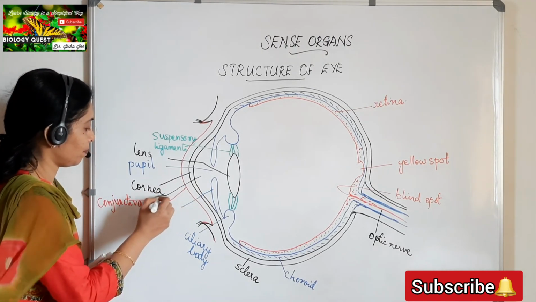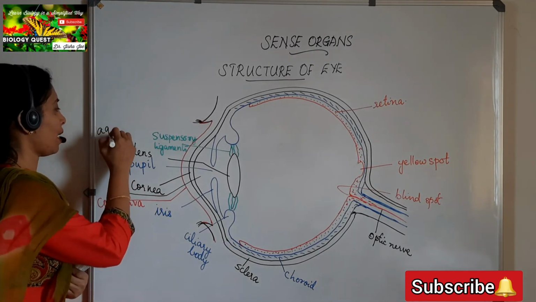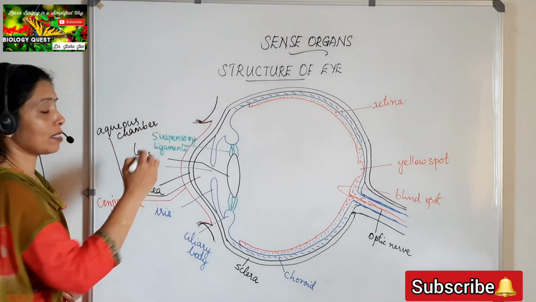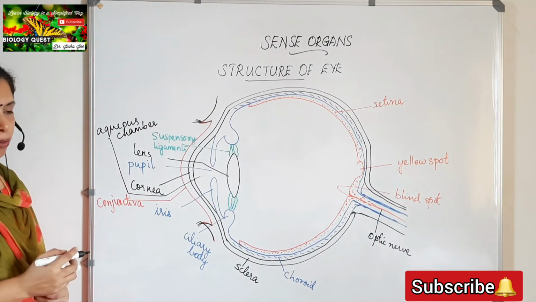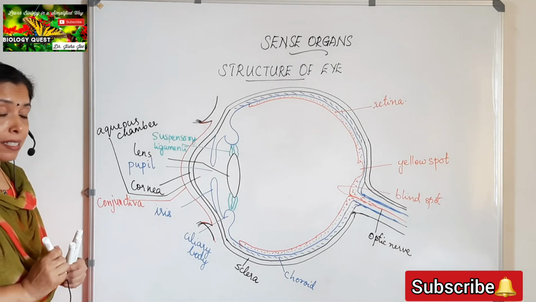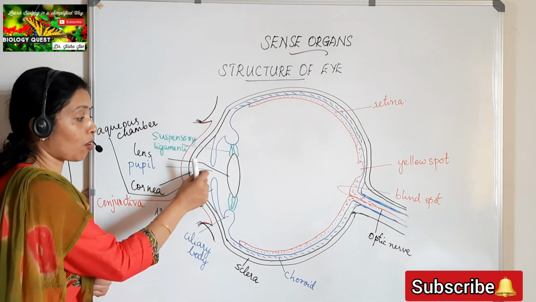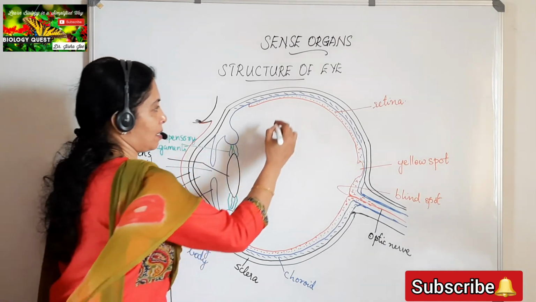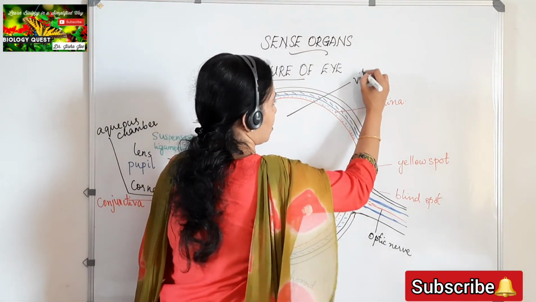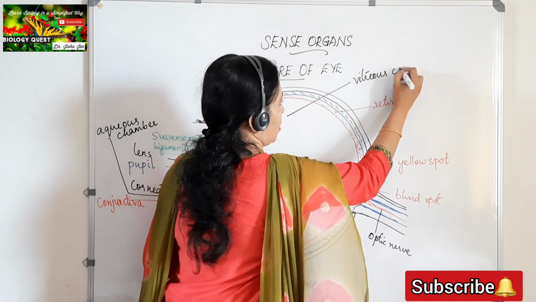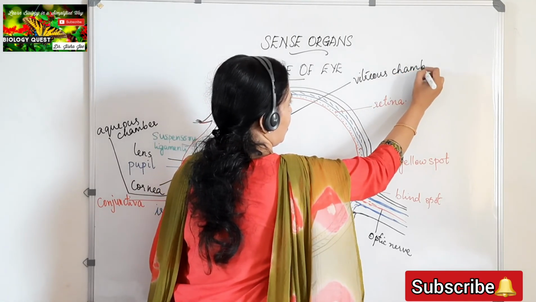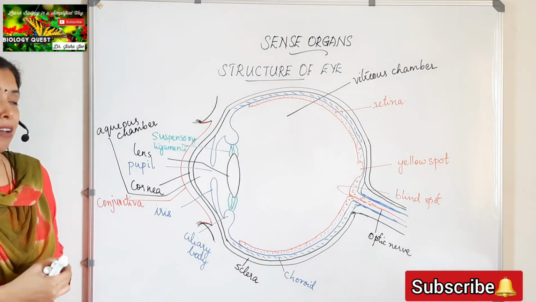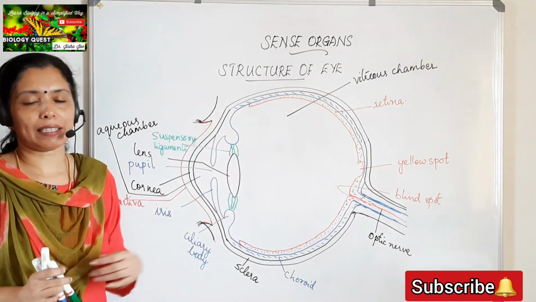Where will I label it? That is the aqueous chamber, and the aqueous chamber is filled with a fluid which is called the aqueous humor. Okay, so where is it located? It is a small chamber located between the cornea and the lens, and the large chamber is called the vitreous chamber. Vitreous chamber lies behind the lens. Okay, it is a large chamber, or the large cavity of the eyeball which is seen behind the lens.